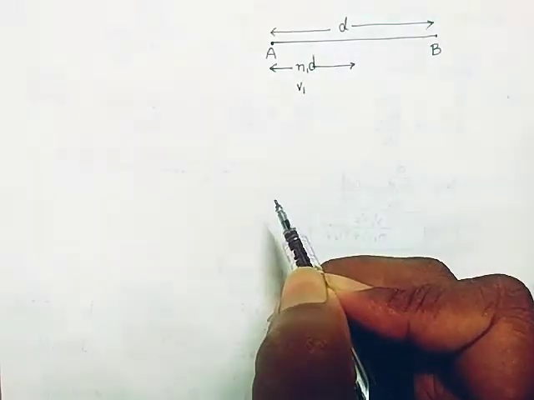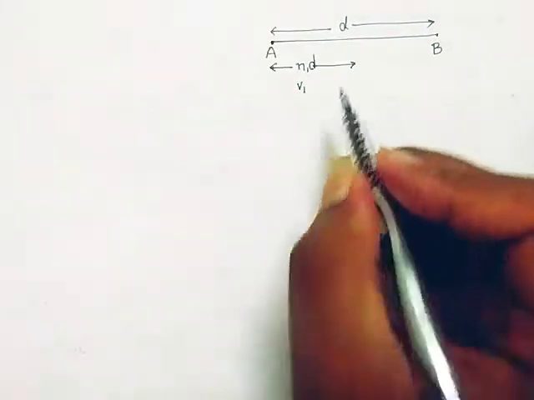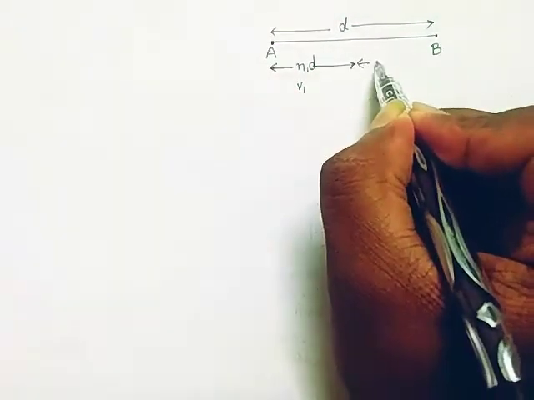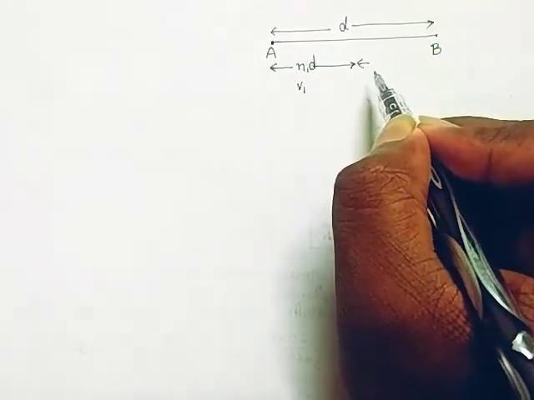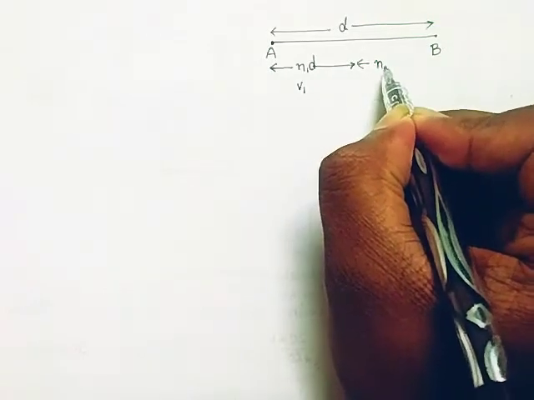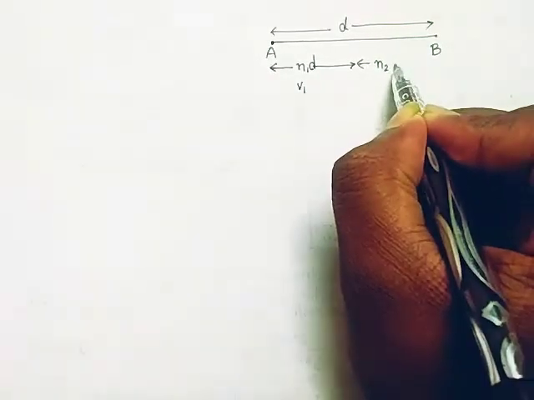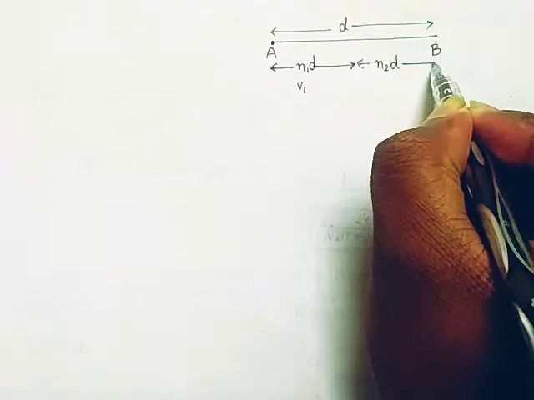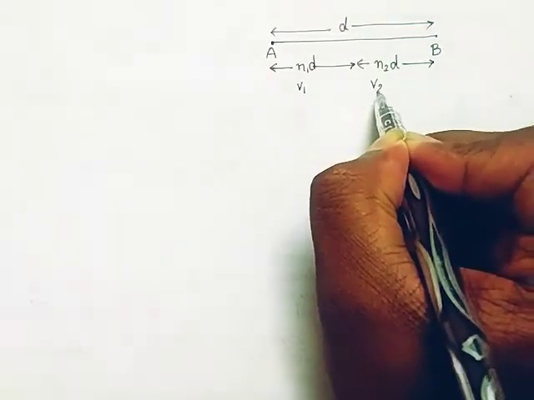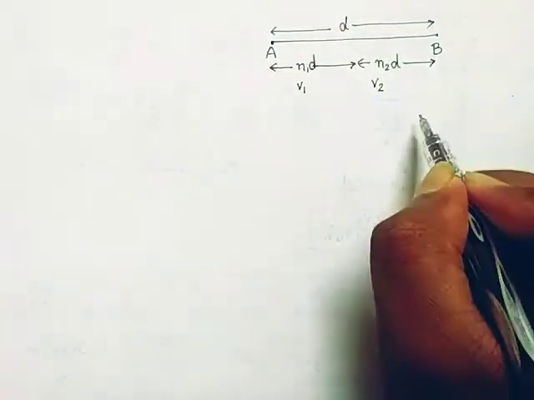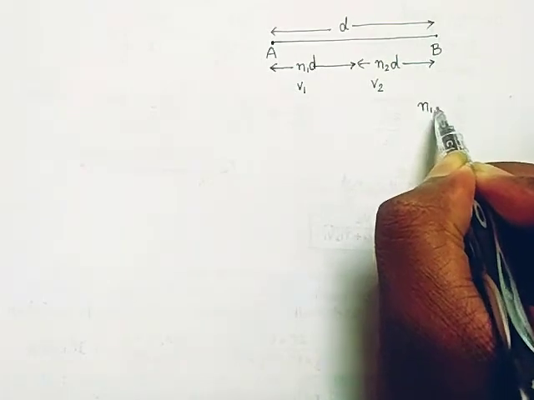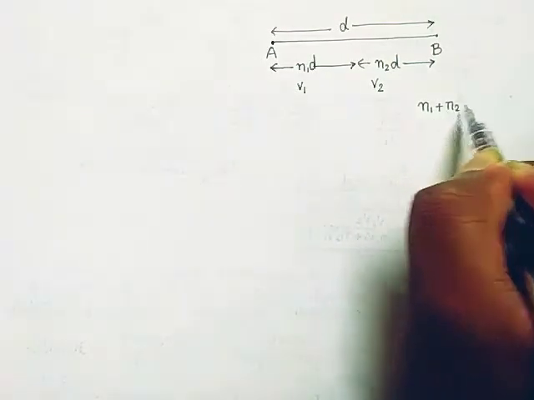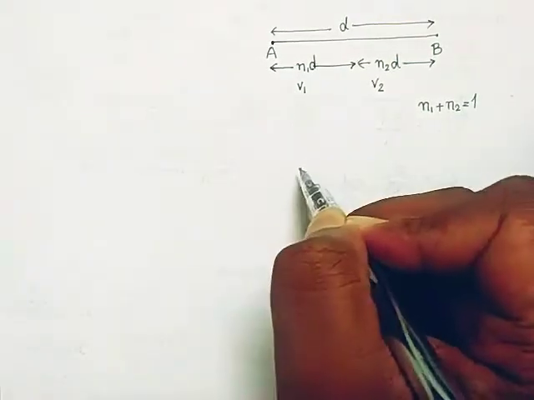Now it moves the rest of the distance. We can say it is 1 minus n1, which I can take as n2. Then it moves n2 into d distance with the velocity v2. And one thing we should consider is that n1 plus n2 should be equal to 1.